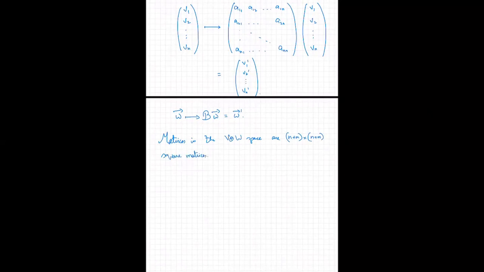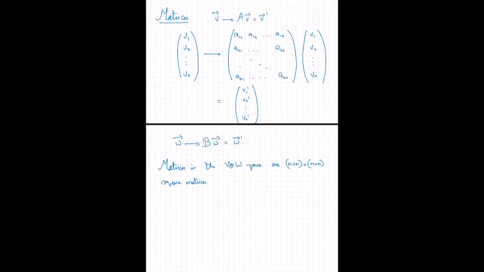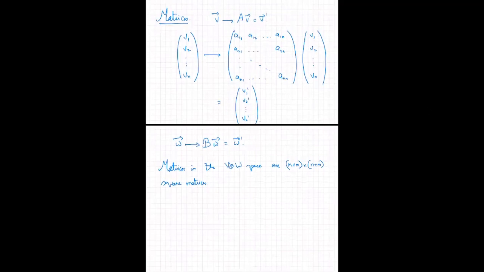Why? Because matrices in the V plus W space are supposed to act on vectors that are n plus m dimensional, right? Suppose you want a matrix to act on an n-dimensional column vector, you need an n by n matrix. Suppose you need a matrix to act on an n plus m dimensional vector, you need an n plus m times n plus m matrix. So this matrix has n plus m rows and n plus m columns. Does this make sense? Yes or no? Any questions about it? I don't understand this part. You didn't understand this part.